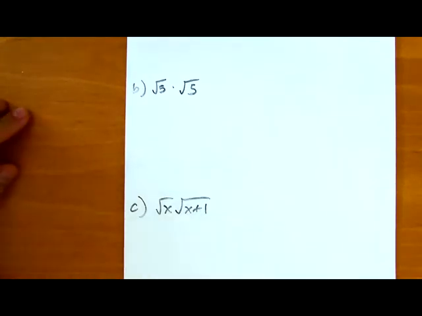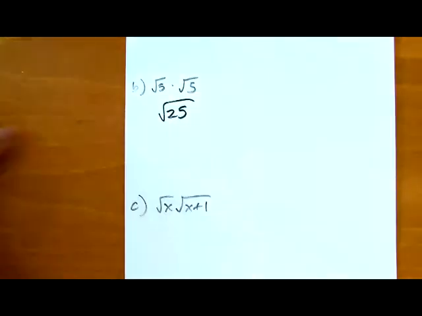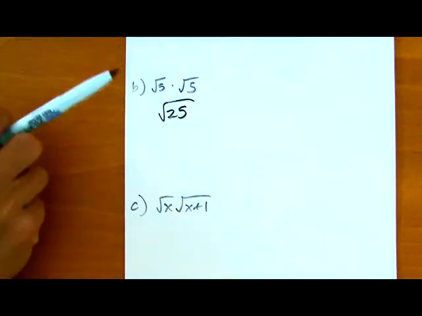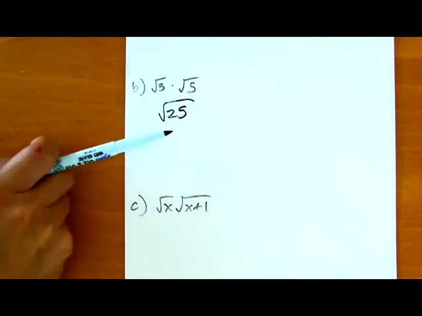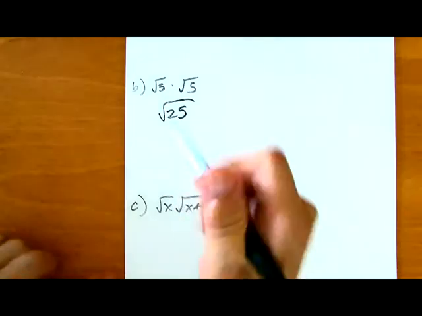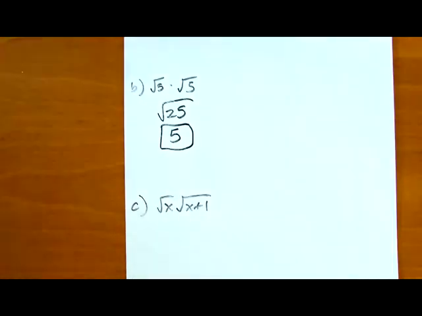Letter B. Multiply. Radical 5 times radical 5. Radical 25. A little different. You couldn't do anything with the 5 and the 5, but we can with the radical 25. The square root of 25 is 5. So if it's possible to simplify, we need to do so.